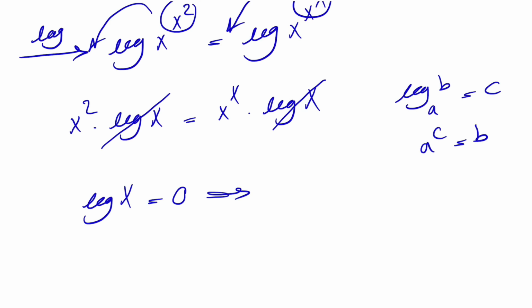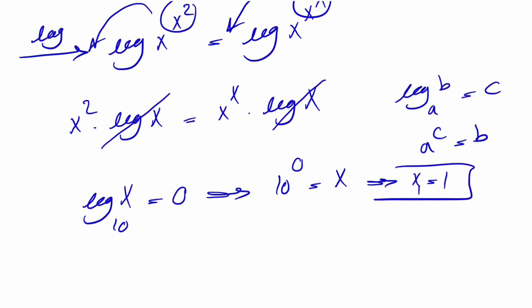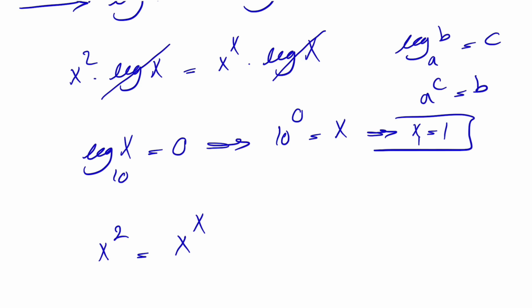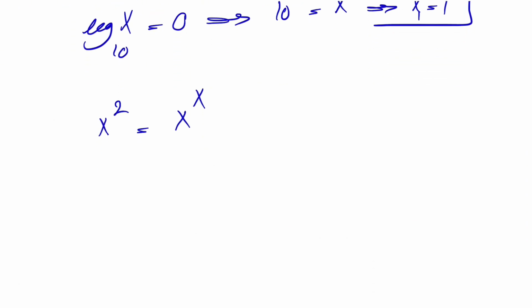So we have the same thing. We know the base of log by default when we don't write it is 10. So basically we have 10 to the 0 is equal to x, meaning our x can be 1. So that's the first answer for now. Well, let's just move on to the rest of the equation. So basically we have x squared is equal to x to the x, now that we canceled the log of x on each side.